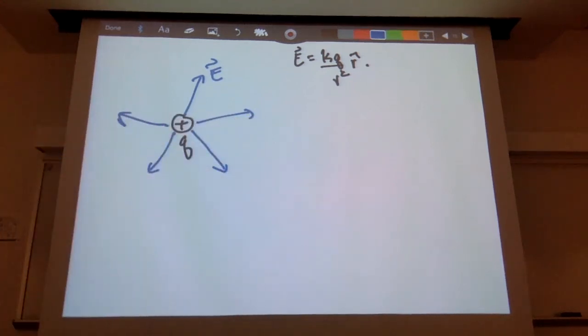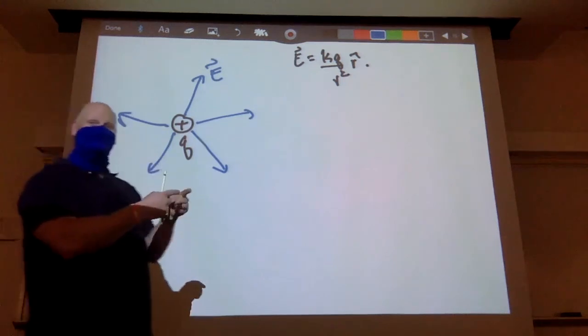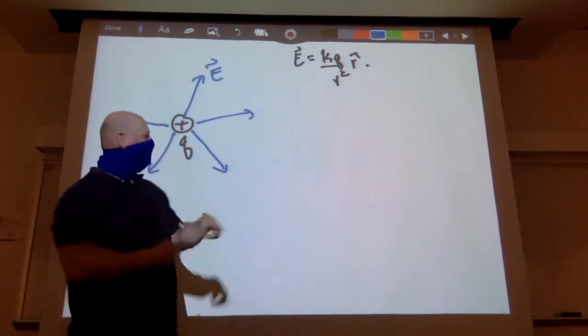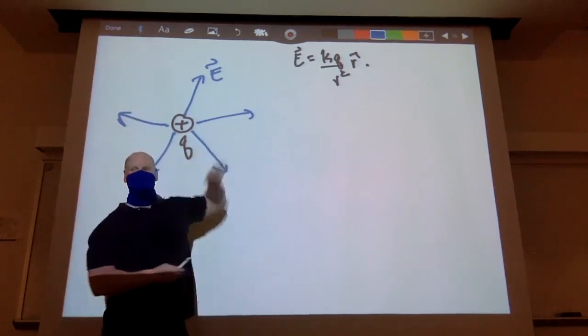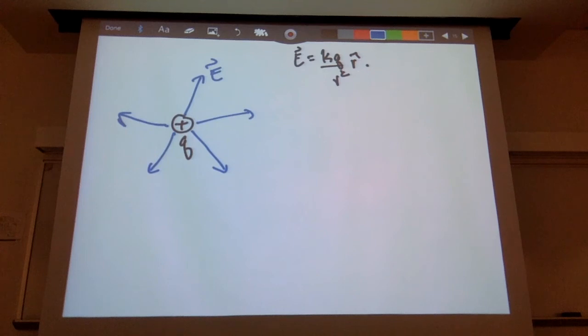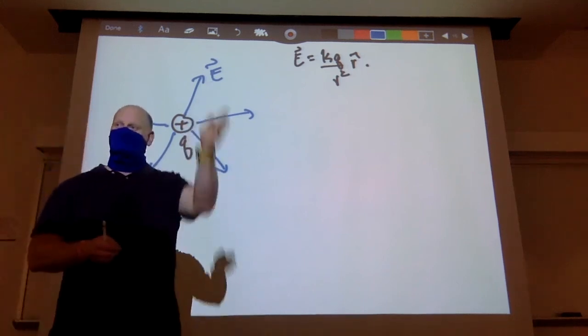Because it has spherical symmetry, I want to use that fact to choose a Gaussian surface which is a sphere. That way I can use the fact that the electric field is constant everywhere along that sphere. If the electric field is constant, the electric field comes outside of the integral, which means my integral of E dot dA is simply E times the integral of dA.